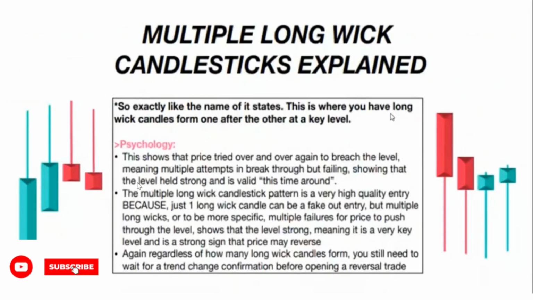So multiple long wick candles explained. Exactly like the name states, this is where we have long wick candles form one after the other at a key level. This showed that price tried over and over again to breach the level, meaning multiple attempts at a breakthrough but failing, showing that the level held strong and is valid.